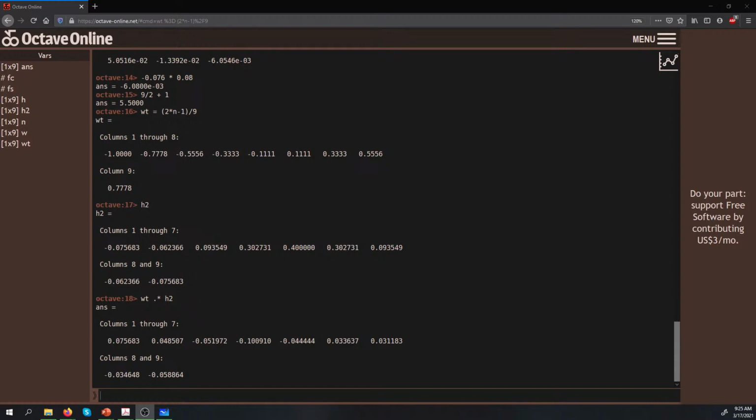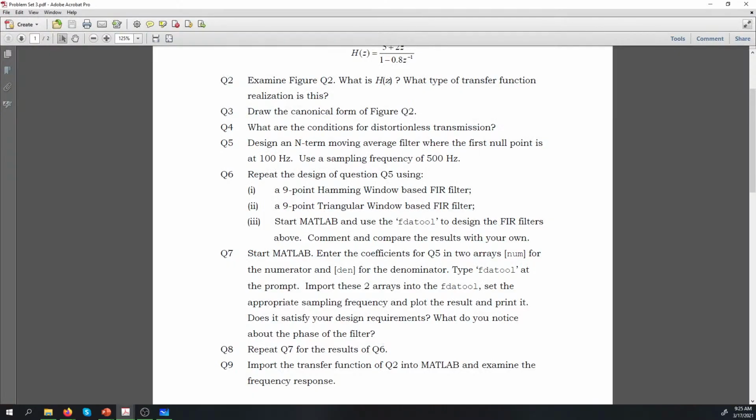Alright, so that brings us to the end of our questions for problem set 3. Like I said, for part 3 here, I don't have access to MATLAB on this broadcasting computer to use the FDA tool. So I'm going to do this offline if the code isn't provided, and I'll provide the code for you as to how to go about doing the filter designs with these 2 points here.